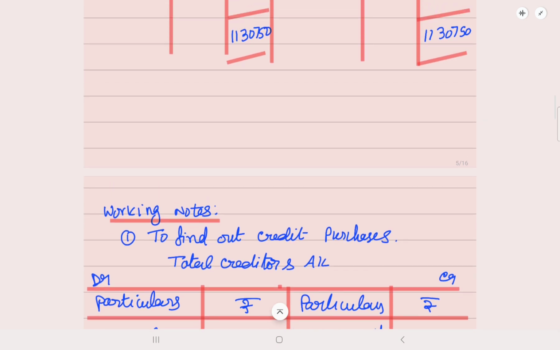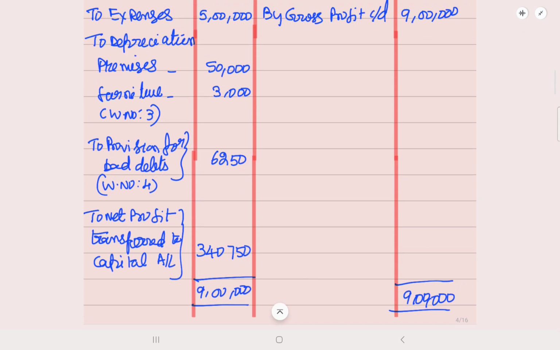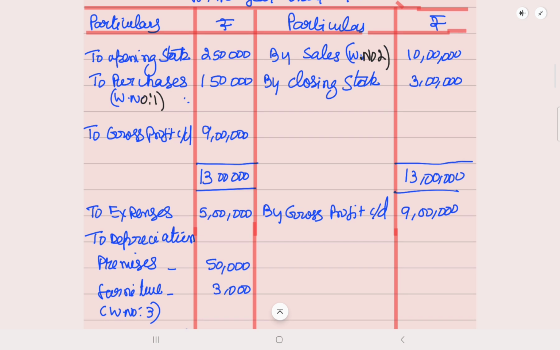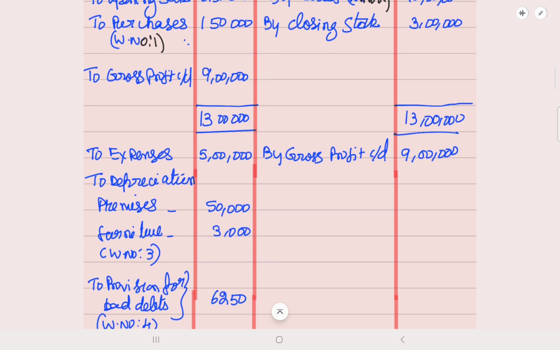So we have prepared the trading account. In the trading account, first opening stock 2,50,000, to purchases as per working note 1,50,000, by sales as per working note 10 lakhs. Closing stock is given as 3 lakhs. So gross profit is 9 lakhs. By gross profit brought down, 9 lakhs. On the payment side, expenses 5 lakhs.